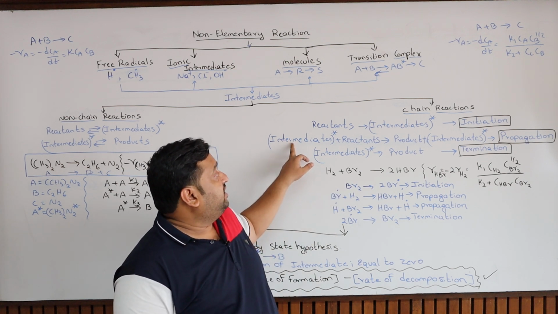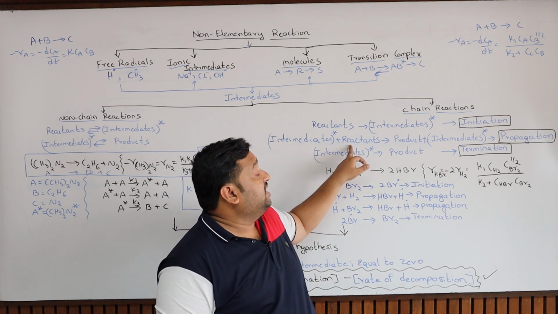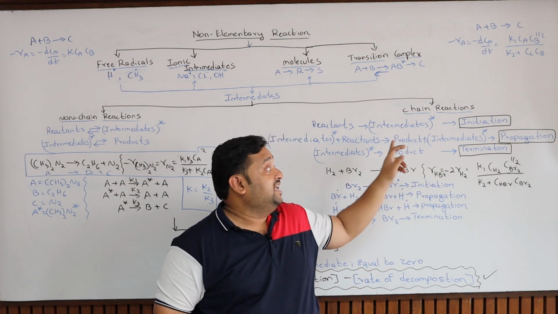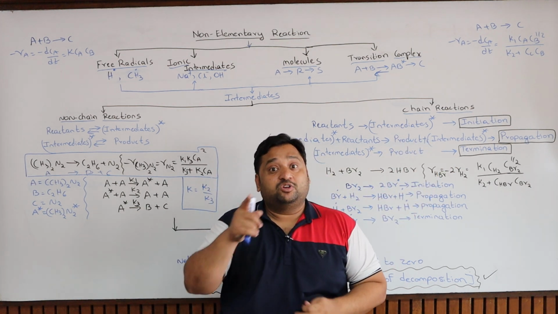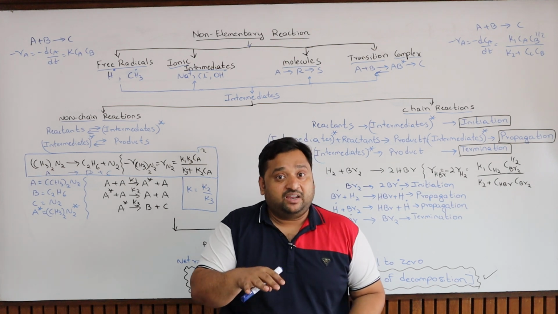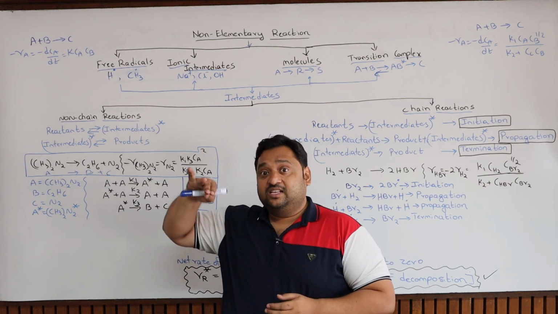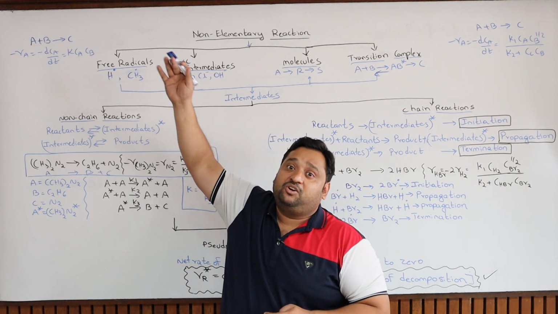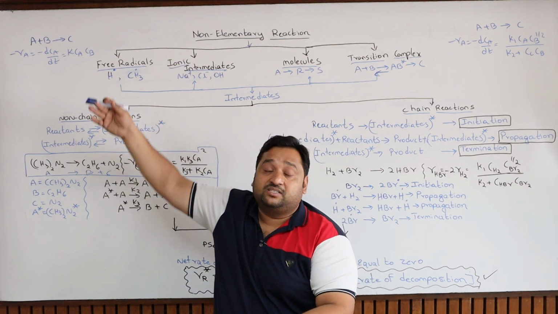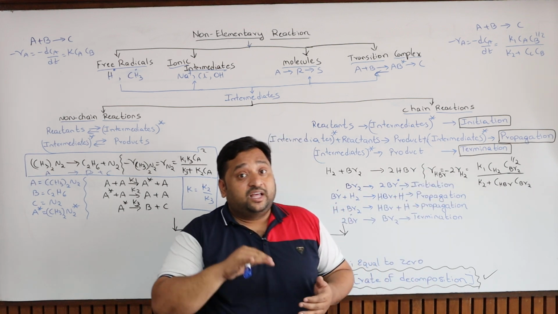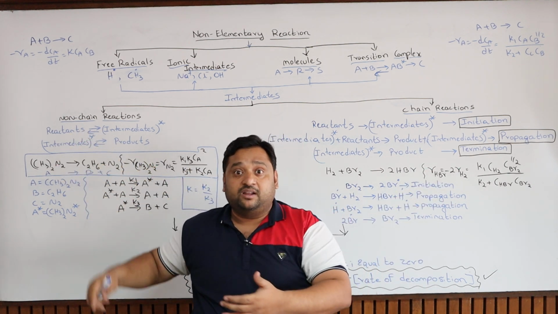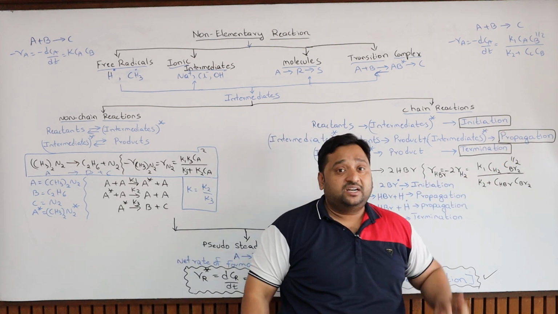This intermediate will react with reactants to form the product plus some more intermediates. You can see this chain continues, because one intermediate is reacting with reactants to form the product plus some more intermediates. That means this intermediate is going to react with another reactant to form the product and some more intermediates. So because the chain is growing, that means the reaction is getting propagated, right? That is why it's called the propagation reaction.